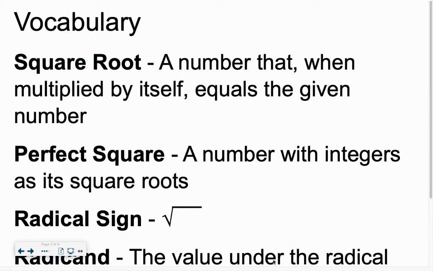Vocab. Square root, a number that, when multiplied by itself, equals the given number. A perfect square is a number with integers as its square roots. Now, I know that sounds like we should have an example with it, and I'll get there in a second.